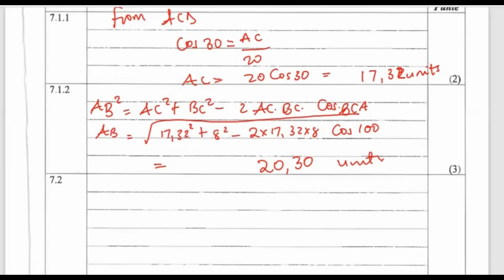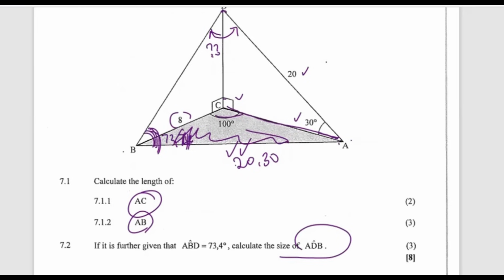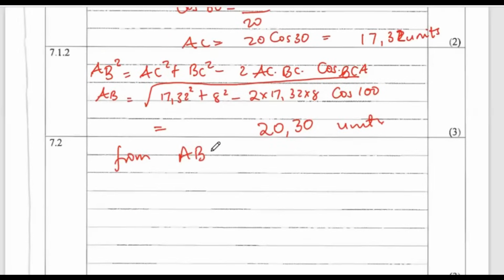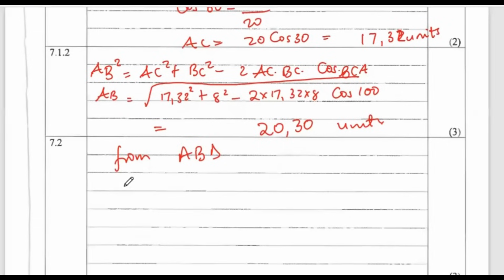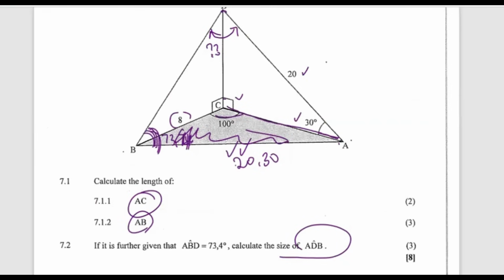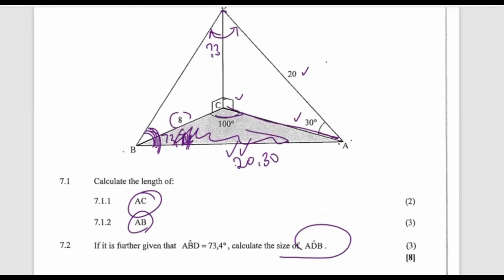From our sine rule, which triangle are we using? The triangle ABD. Since we're looking for an angle, I'll start with the angles. Sine of D over AB must be equal to the sine of B over the distance, which is AD.